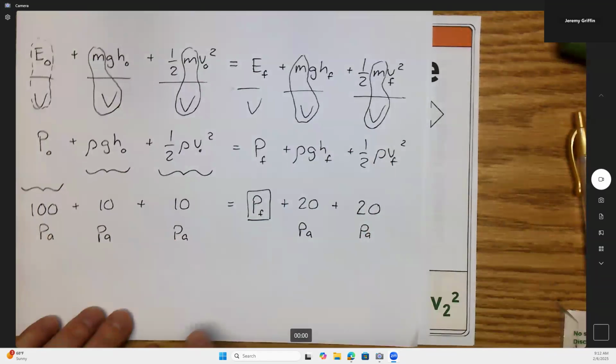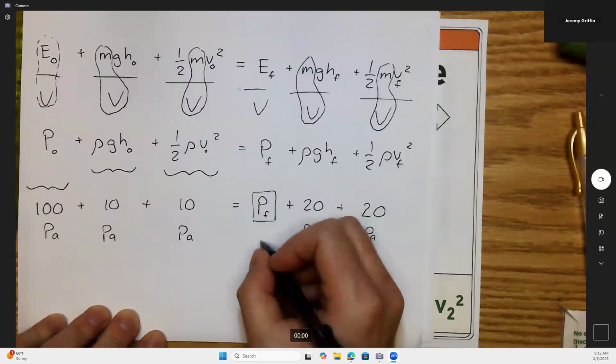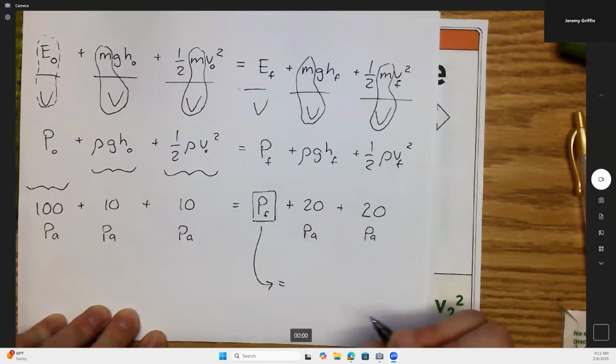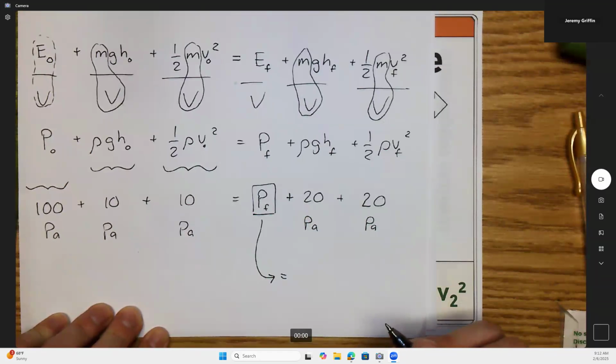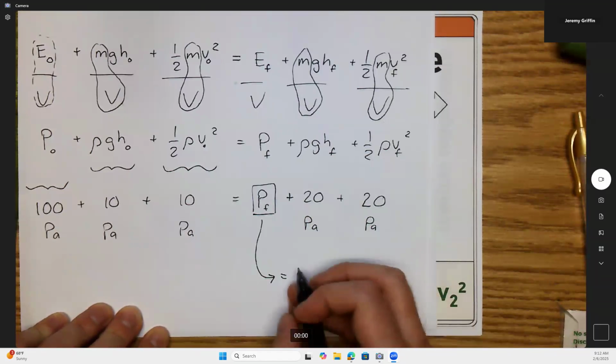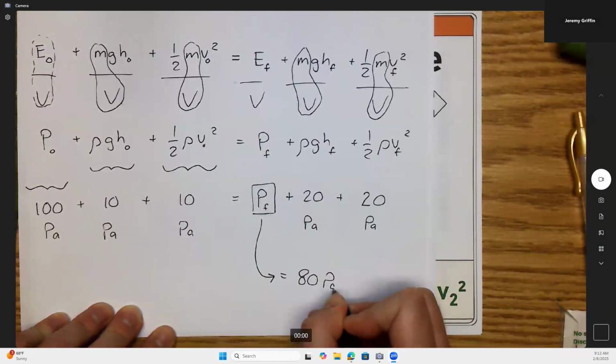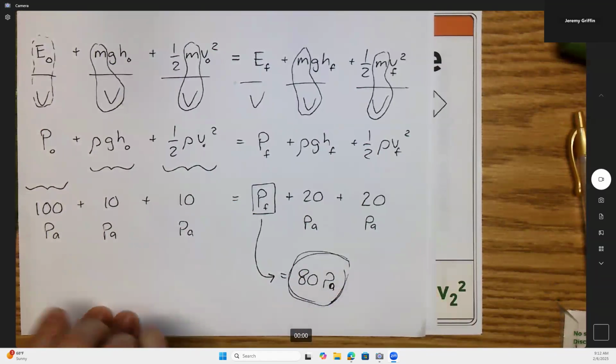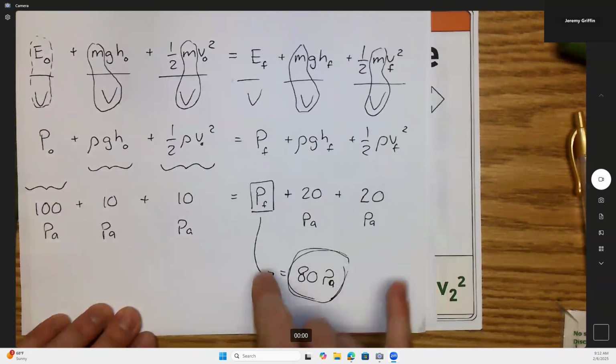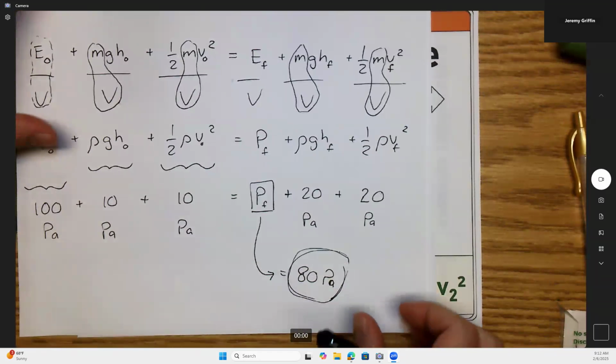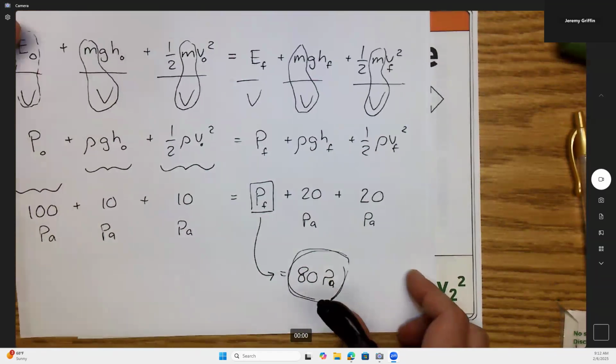Could you solve for what's the internal pressure? What's this equal to now? 80 pascals. You see it has to be 80 pascals to balance the equation? 120 on this side balances with 120 on the other side. Yes, that is a pressure decrease, isn't it? Aha. You good?